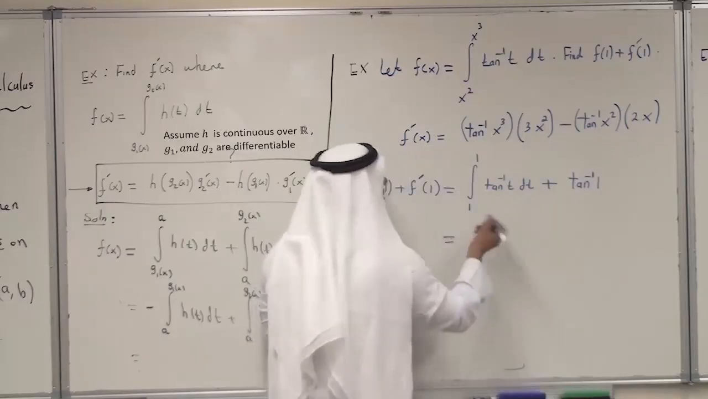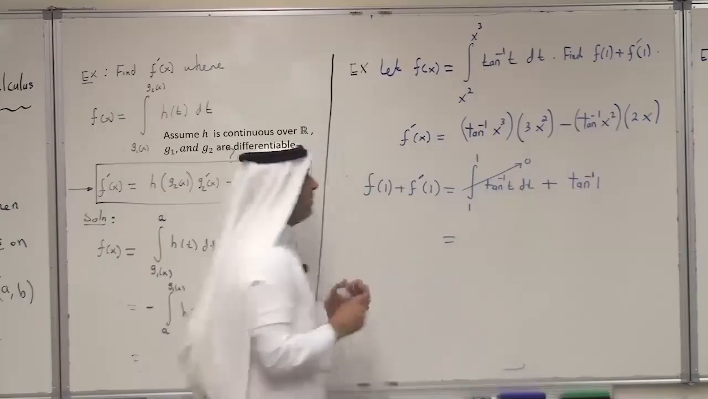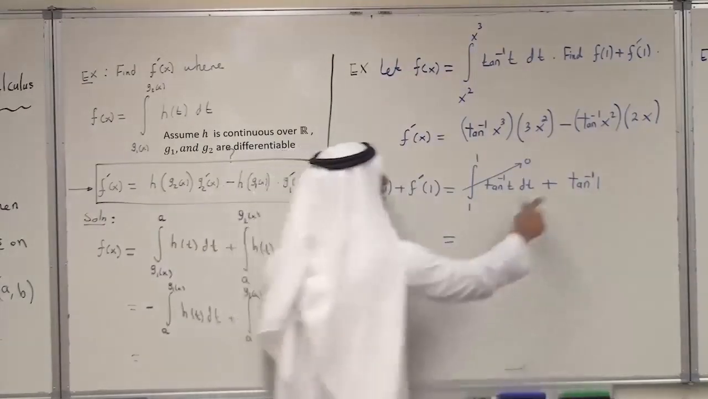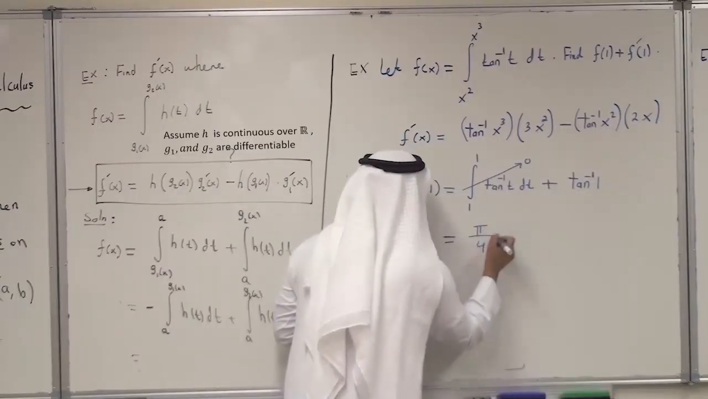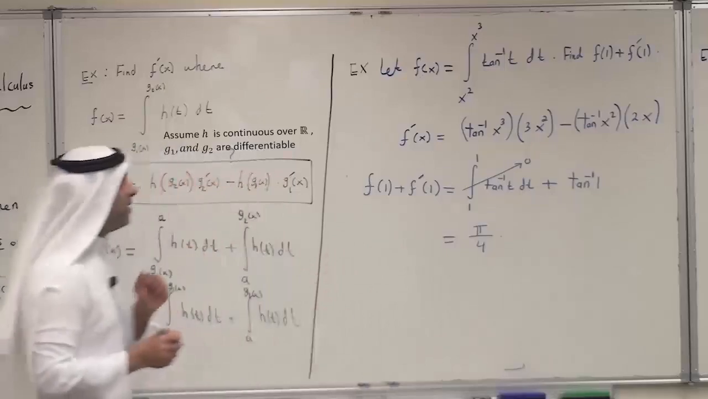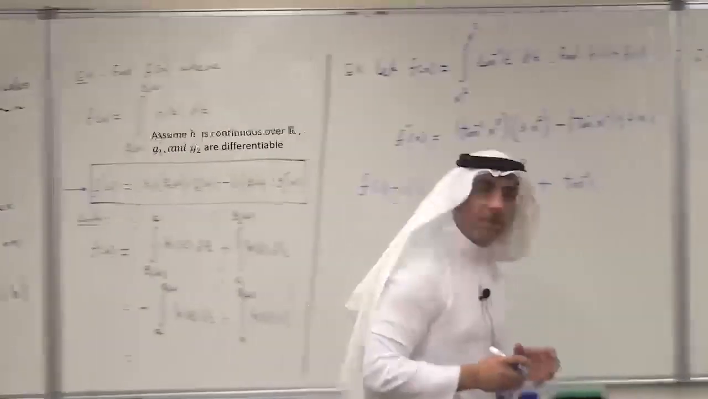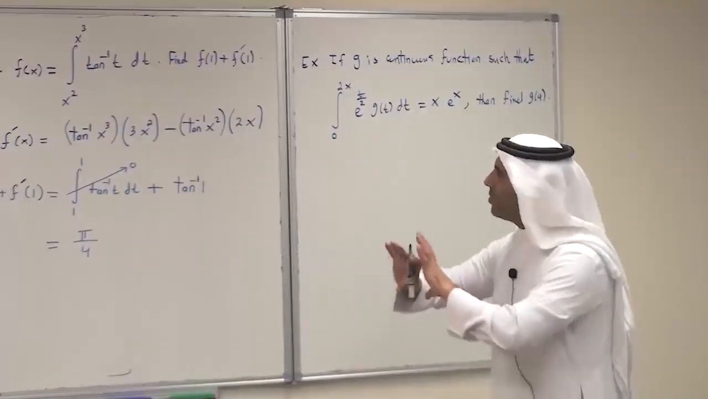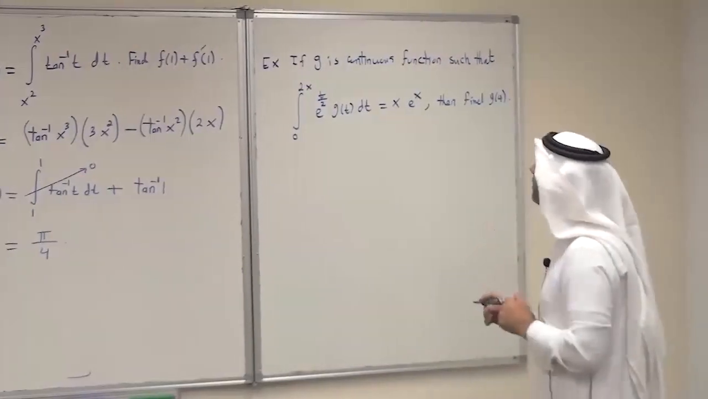Now, according to the properties we did for integrals, the definite integral from 1 to 1 is 0. What about tangent inverse of 1? Tangent inverse of 1 is just pi over 4. So that is the answer for this specific exercise, where we used the most general form of the fundamental theorem of calculus part 1. One more exercise, and that will conclude the discussion of the first part of this theorem.